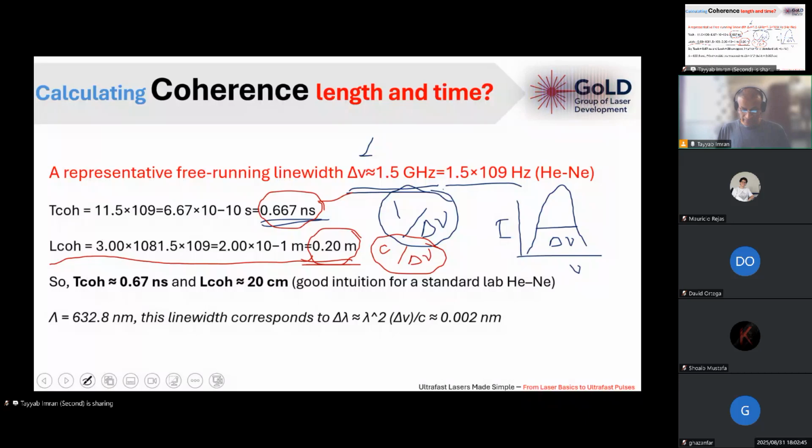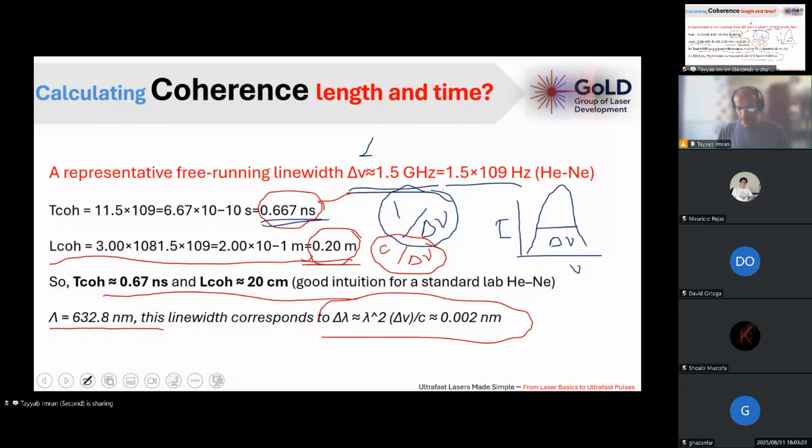Okay, so this is a general purpose helium neon laser, which is used in the labs. Standard, not very high quality, but not very bad quality. Still, it's considered to be a laser. Its center wavelength is 632 nanometers. Frequency can be converted to wavelength by using this formula, for your convenience, if you want to see.